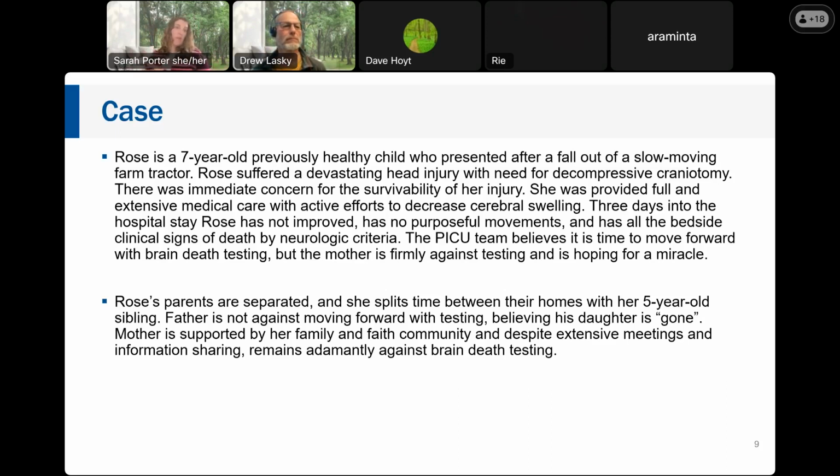And on the other hand, we have mom, who is not in the same place as dad, has not gotten to the space of seeing or believing her daughter is gone, and is very much not wanting to test. Mom's aware that the result of the testing might be the declaration that Rose is dead, and dead by neurologic criteria. And mom has said that she does not have any interest in that testing with that potential outcome.